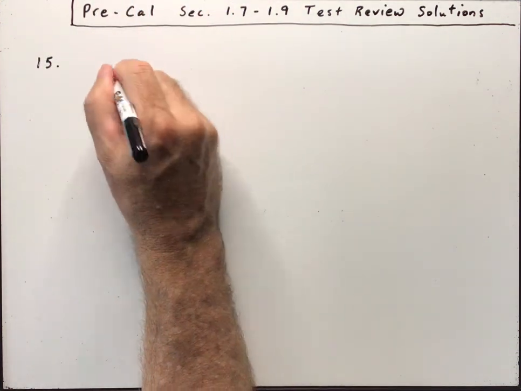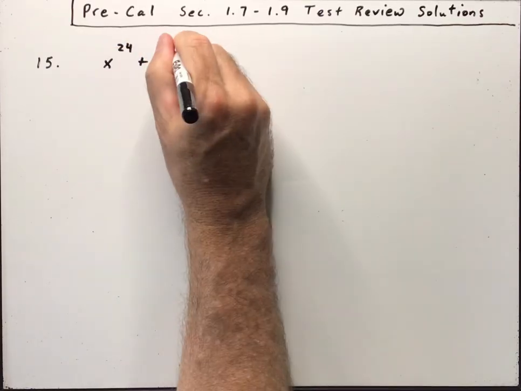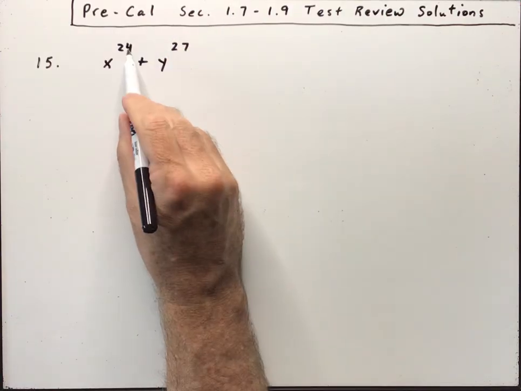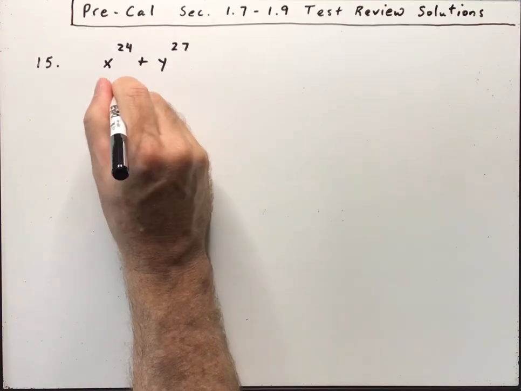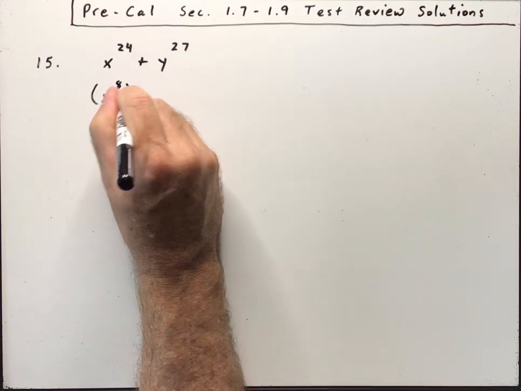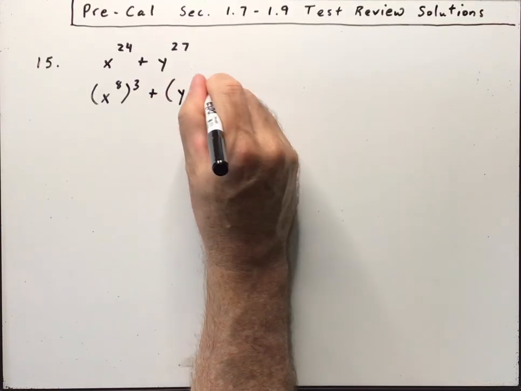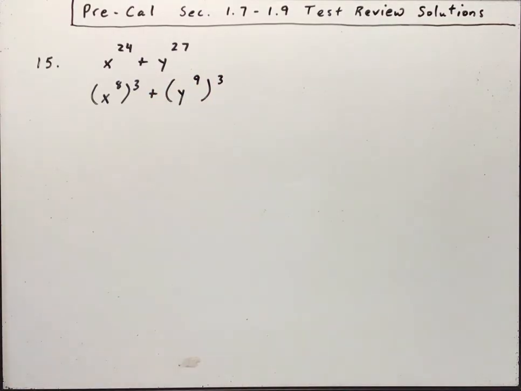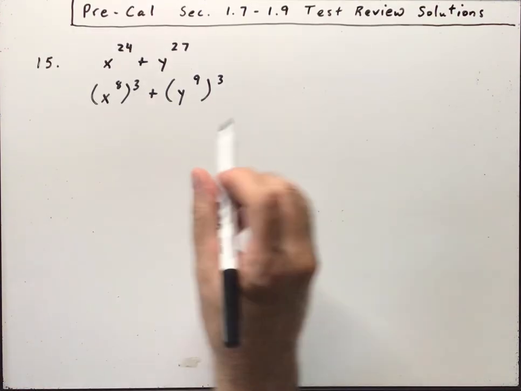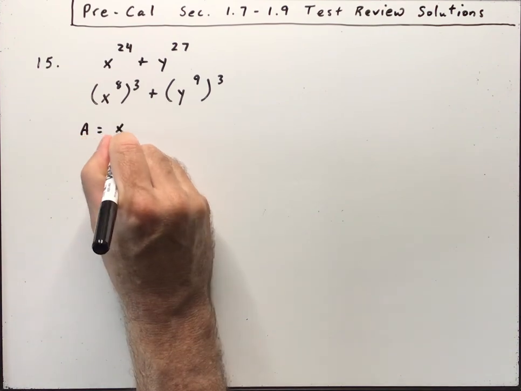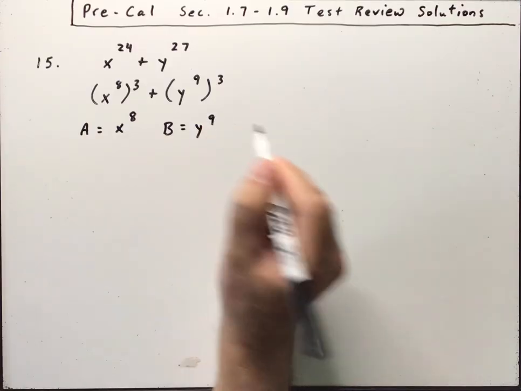Okay, 15, we want to factor x to the 24th plus y to the 27th. So you need to recognize that 24 and 27 are both multiples of 3. So we can rewrite this as x to the 8th cubed plus y to the 9th cubed. All right, and then what we would have here is a is x to the 8th and b is y to the 9th.